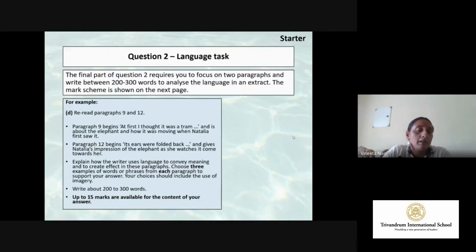This is how a sample question looks. They would ask students to read two particular paragraphs and then identify words or phrases and explain them in detail, in roughly 300 words and not more than that.